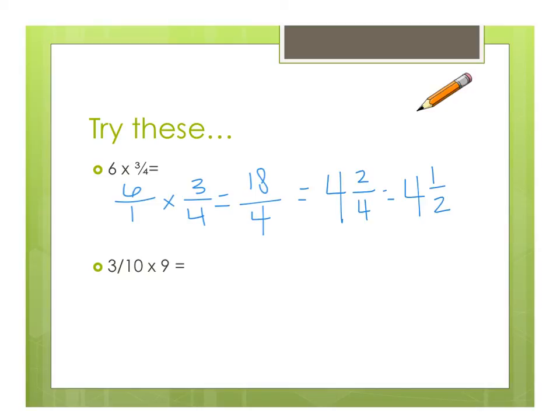Let's check out another example. We have 3/10 times 9/1. 3 times 9 is 27. 10 times 1 is 10. Again, it's an improper fraction, so I'm going to change it to a mixed number. So we have 2 and 7/10. That one's already in simplest form, so I can leave it alone. Since you see the pencil, go ahead and copy these 2 examples into your notes.